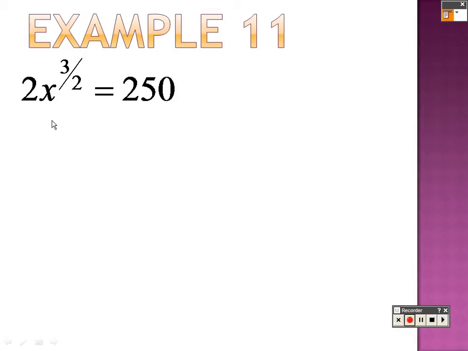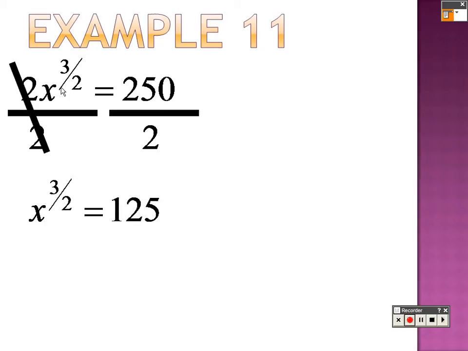Now with this, before we can do anything, just like any other problems, we have to get x by itself. So it's 2 times all of this. So I'm going to divide both sides by 2 to get rid of that 2. So I got x to the 3/2 equals 125. Not a problem. Except, how do you get rid of this?